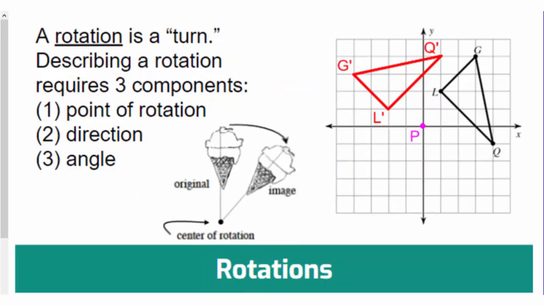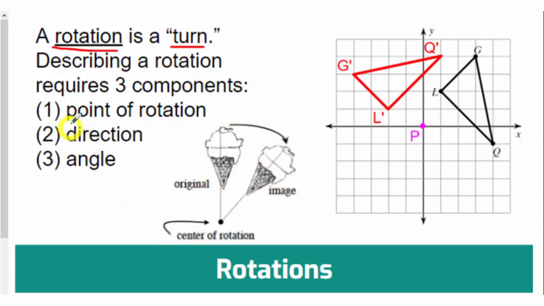Now the third type of movement is called a rotation, and a rotation is like a turn. We encounter this in our daily lives as well. Mostly, like the wheels of a car is a great example of something that rotates. And to describe a rotation, it requires 3 components.